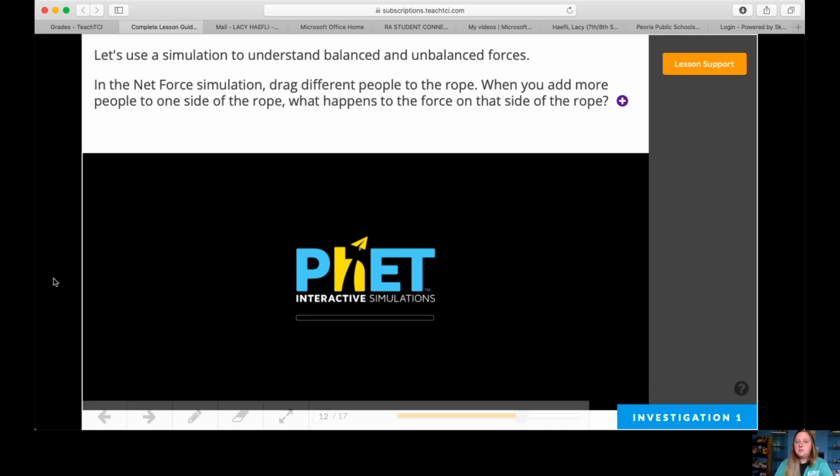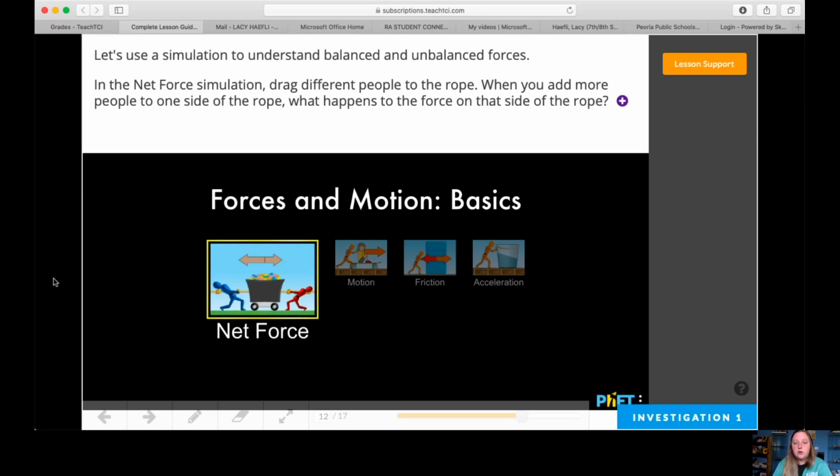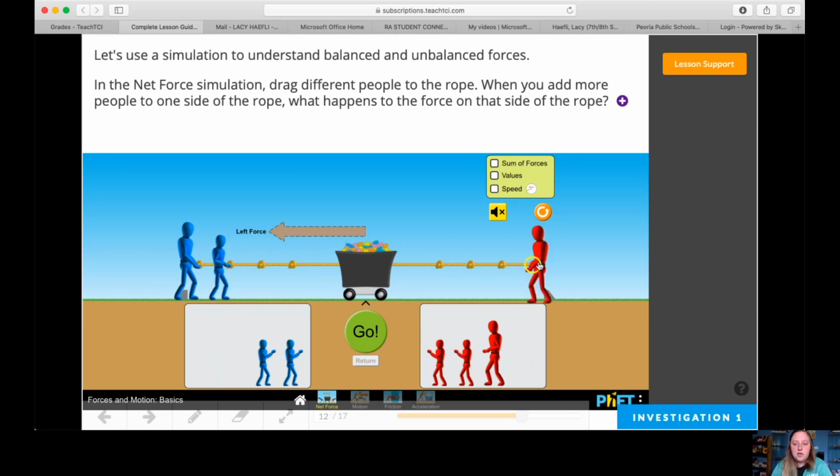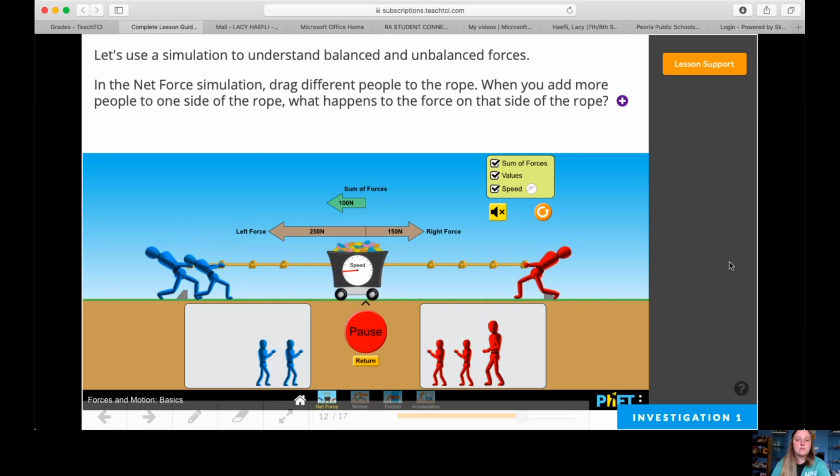So we're going to use this simulation here to understand balanced and unbalanced forces. In the net force simulation, we're going to drag different people to the rope. And when we add more people to one side of the rope, what happens to the force on that side of the rope? All right, so let's go ahead and we'll do 2 people on this side and 1 person on this side. I'm going to show the sum of the forces, and we'll go ahead and show all of those things here. Okay, so what happens?